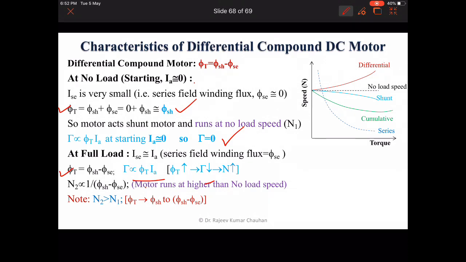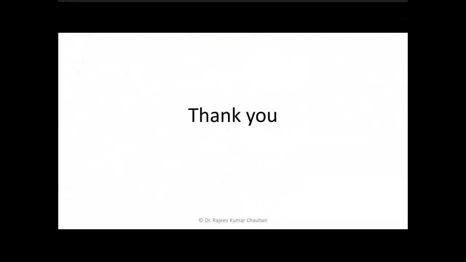The value of phi t is decreasing here. So torque will decrease and N will increase, so speed will increase. N2 is proportional to 1 upon phi SH minus phi SE. So the motor will run at higher speed than the no load speed. Therefore, it will go upward, and N2 will be greater than N1, where phi t is varying between phi SH and phi SH minus phi SE. Thank you.